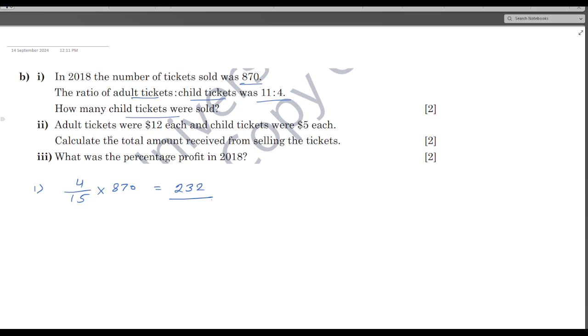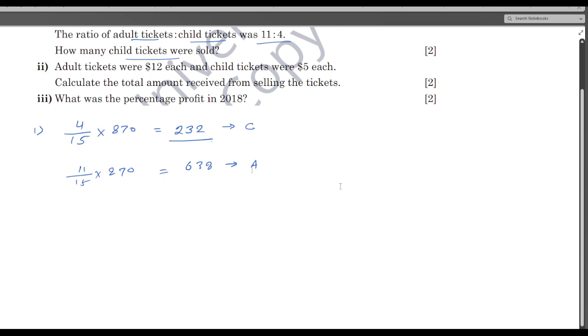Second, adult tickets were $12 each and child tickets were $5 each. Calculate the total amount received from selling the tickets. So this is the number of child tickets, and the number of adult tickets will be 11 out of 15 times 870. So 11 out of 15 times 870 is 638. This 638 is for adult. Okay, now the total cost I have to find out.